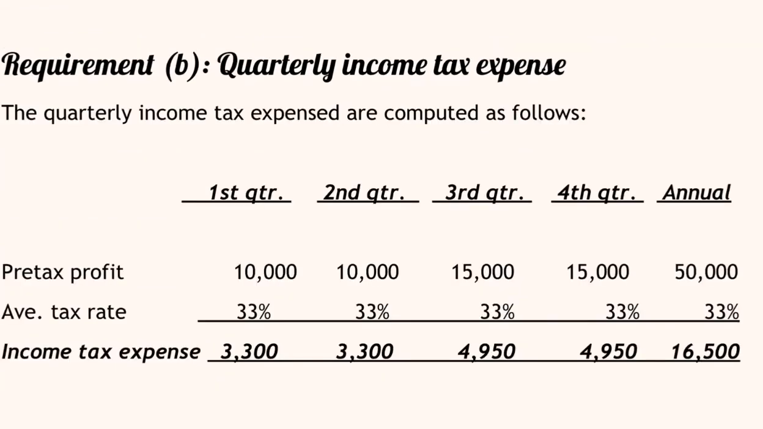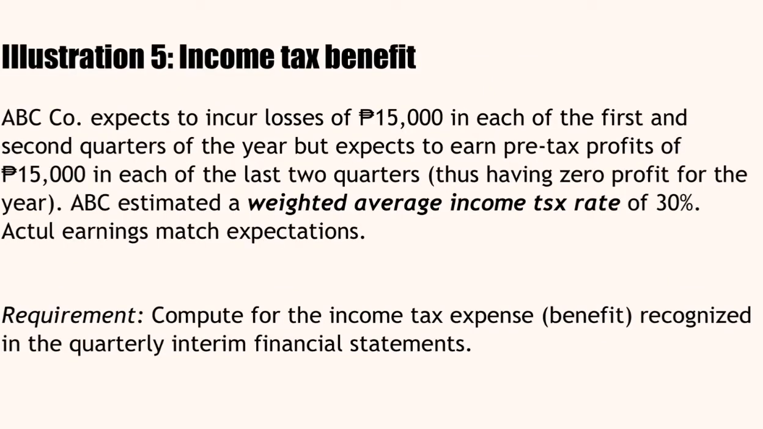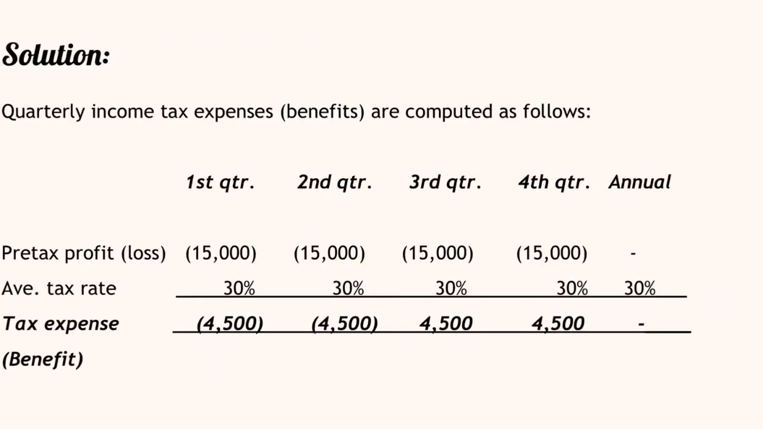For the requirement B, quarterly income tax expense. The quarterly income tax expense are computed as follows. Here is an illustration for income tax benefit. The requirement is to compute for the income tax expense or benefit recognized in the quarterly interim financial statements. Solution: quarterly income tax expenses or benefits are computed as follows. Pre-tax profit loss of negative 15,000 for each quarter, and average tax rate of 30% for each quarter. The tax expense or benefit for the first and second quarter is negative 4,500, and the tax expense or benefit for the third and fourth quarter is 4,500.